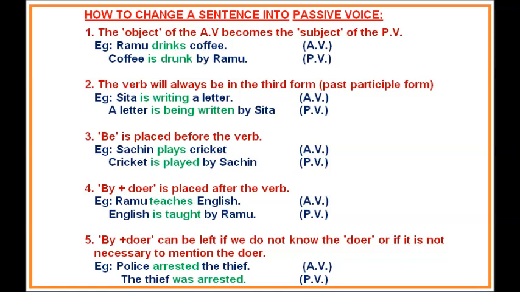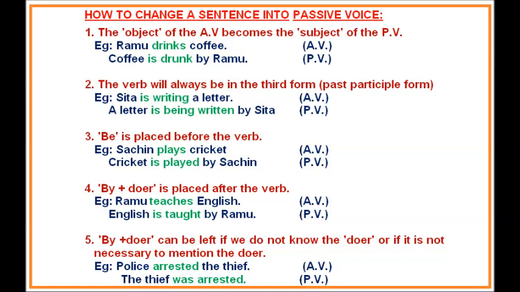Even in the continuous tenses in passive voice, we don't use the present participle, that is the V1 plus ing. We use only the past participle form. Look at this example. Sita is writing a letter. This is an active voice. If we change it into passive voice, a letter is being written by Sita. So writing became written.